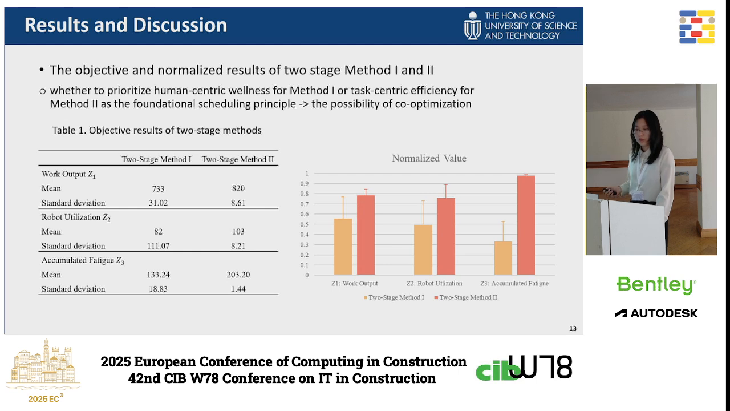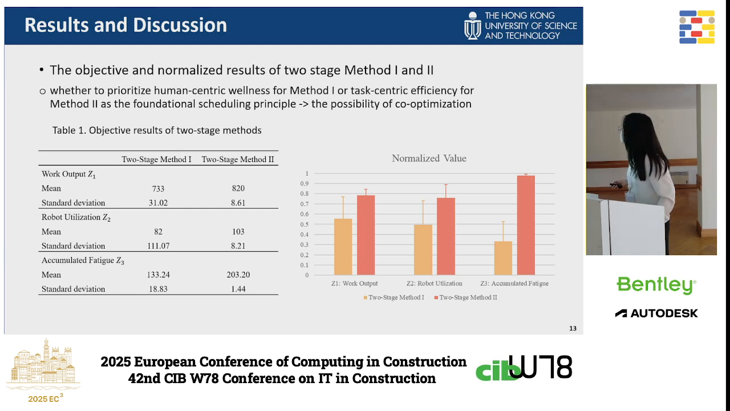According to the results, this is the objective and also the normalized results of the 2-stage method 1 and method 2. For the 2-stage method 2, where we first optimize the task sequencing, it performed better on work output and robot utilization. Here higher is better, so it has higher output and also stable performance. That's maybe because when we first optimize the task sequences, the variation is really small and stable.